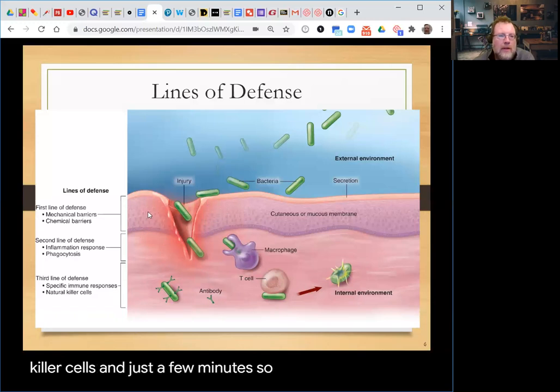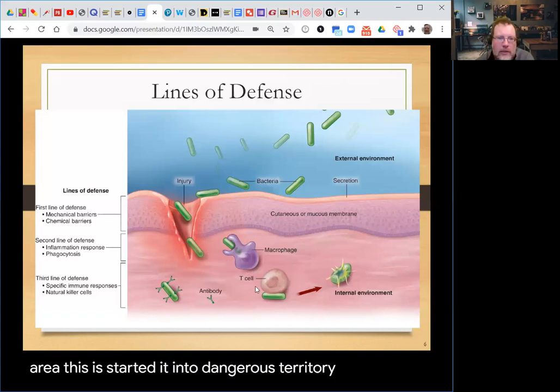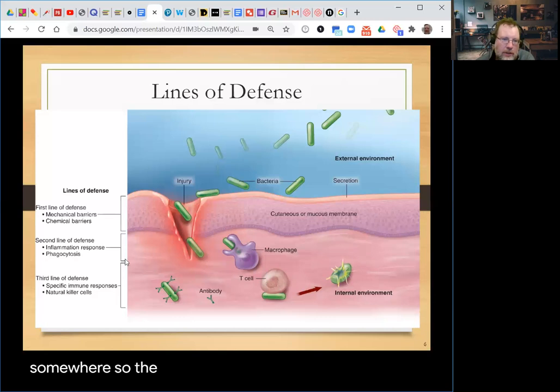So long story short, first line of defense, epithelial lining or covering. It's a mechanical barrier with some enzymes to help with keeping bacteria from getting past that first line. If we get into the second line, we're going to be in the connective tissue area. This is starting into dangerous territory. This is where the capillaries are. So we want to prevent the bacteria from entering into the capillary network and then traveling to the internal environment somewhere. So the macrophages and the inflammatory response, which we'll also look at shortly, will be triggered.